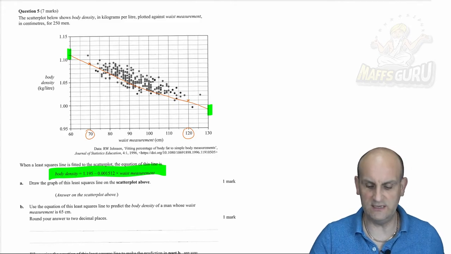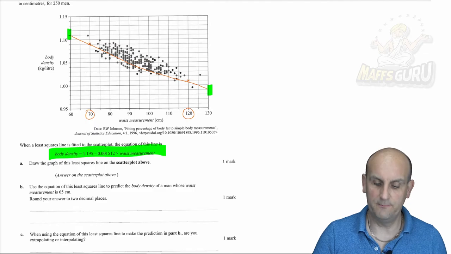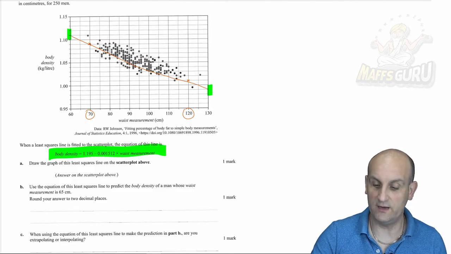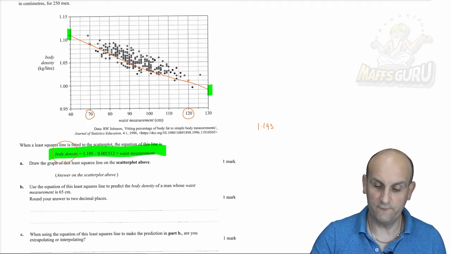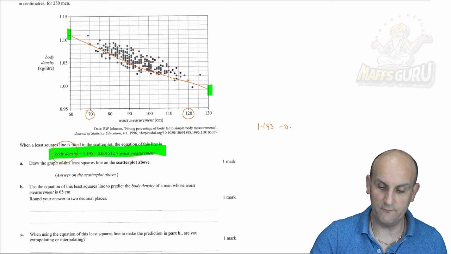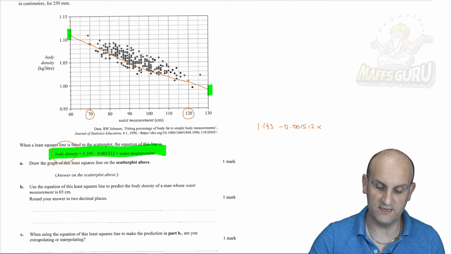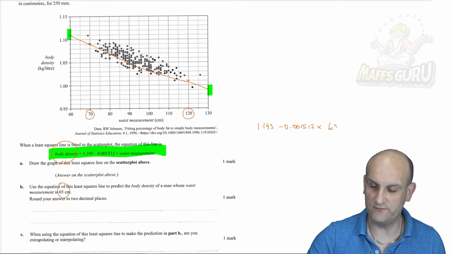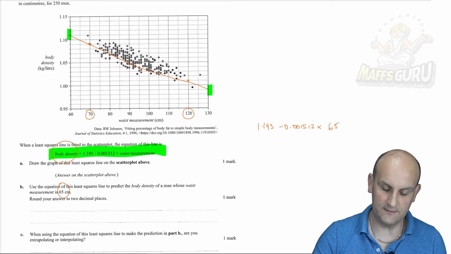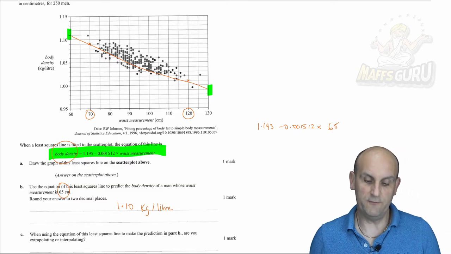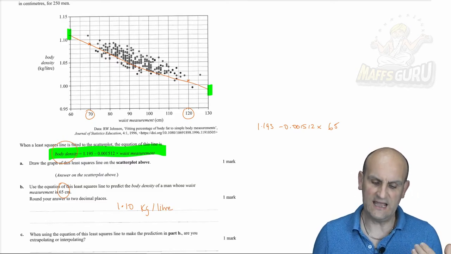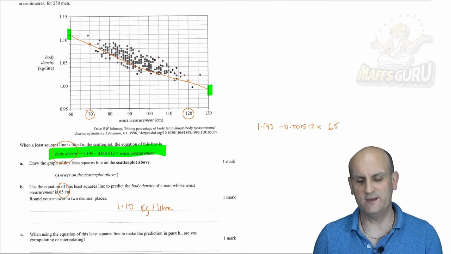Use the equation of the least squares line to predict the body density of a man whose waist is 65. Well, again, that was simply a case of putting it into the calculator because we're looking for body density. The formula says do 1.195 multiplied by 0.001512 times the waist measurement. They told you the waist measurement was 65 centimeters. And when I put that into my calculator, rounded to two decimal places, out came 1.10 kilograms per liter. I put the units in there because they hadn't given me the units in the question. Always need to be careful there.